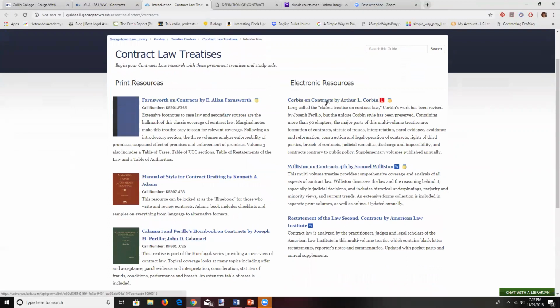And Corbin on contracts, this is the one I used. It's C-O-R-B-I-N. This is the one that I want you to remember. Corbin on contracts. Williston on contracts is another big one. But for our purposes, just think about this one.